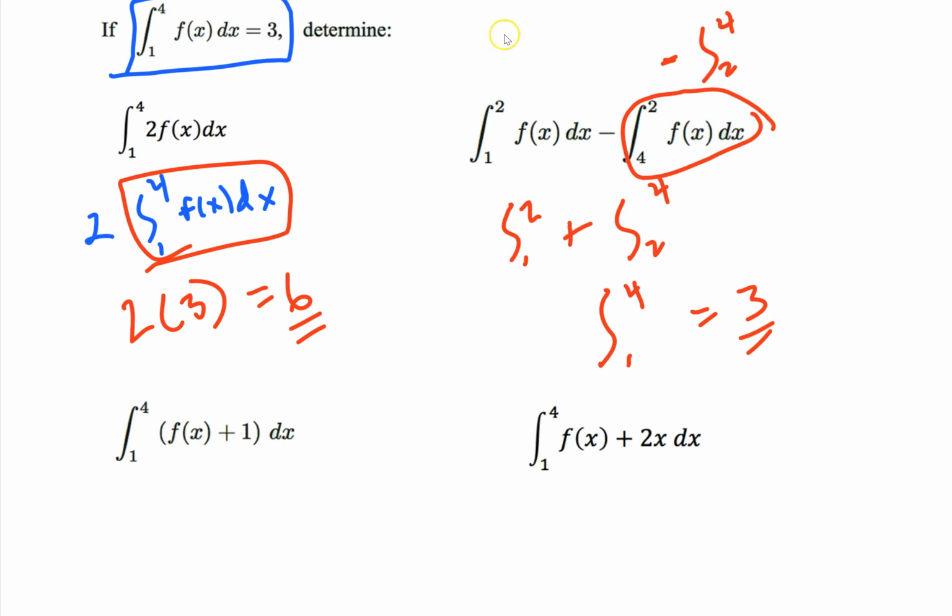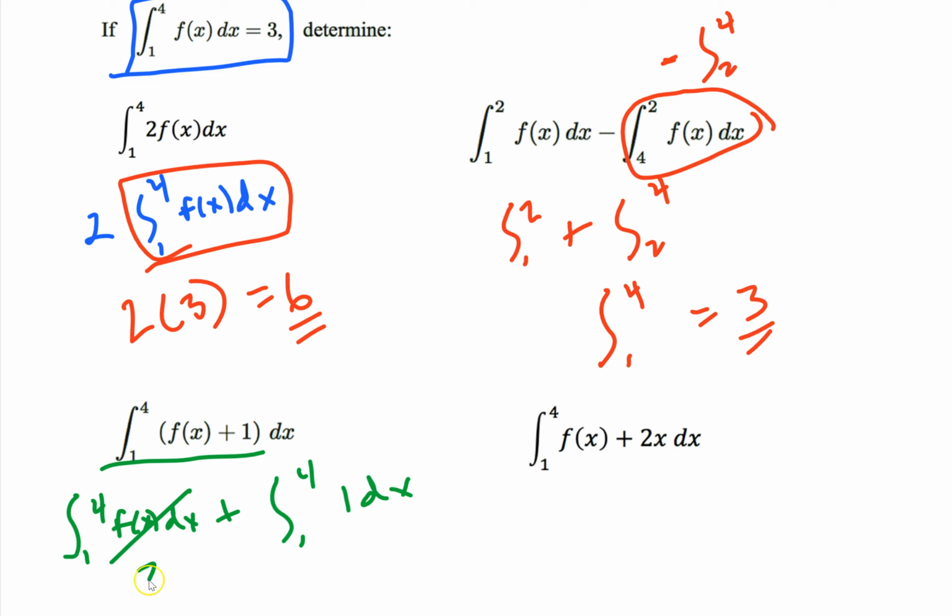Now the next two are a little tougher. So look at this one. I have this plus 1 there that's in my way. How about we separate it? Because that's a rule we could do. Integral 1 to 4 of f of x plus integral 1 to 4 of 1. Now this I know, they told me that equals 3. So all this, just 3.